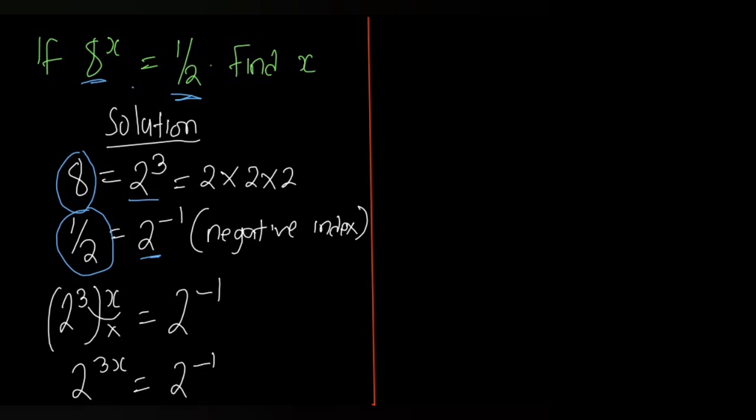Now what do we have here? We have 2 here and we have 2 here. Now that means that the bases are equal. Now since the bases are equal, we are going to equate powers. Yes, whenever the bases are equal, the powers will automatically be the same. So in this sense, I'm going to write this as 3x equals minus 1.